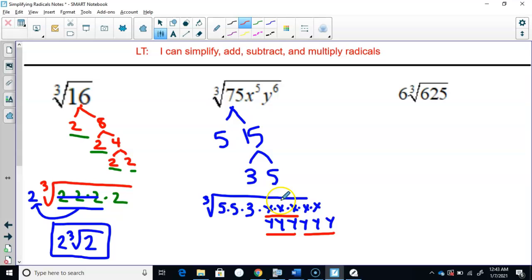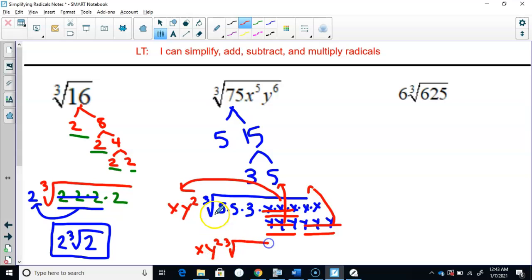So what gets to come out of this cubed root? The 1 x, because I have one group of 3 x's, okay? Then I have 2 groups of 3 y's. So remember what I said, when they come out, we multiply them and we put them out here. So that's y squared. What do I have left over? I have x times y squared times the cubed root of 5 times 5 times 3, which is 75.